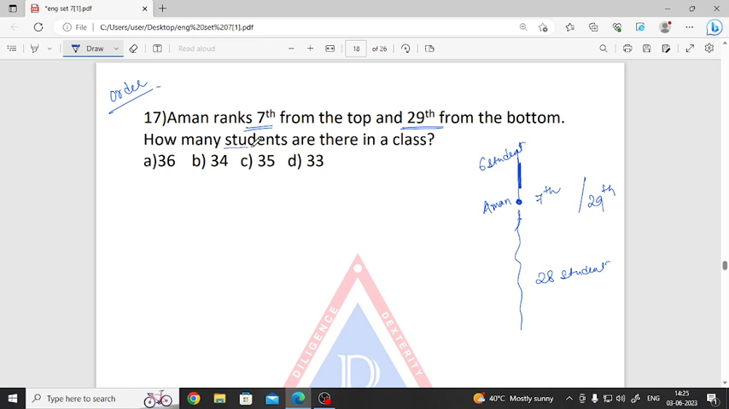So how many students are there in the class? Before Aman there are 6, after Aman there are 28, and Aman himself is 1 student, so plus 1. So what is the answer? 6 plus 28 is 34. 34 plus 1 is 35. So there are a total of 35 students.